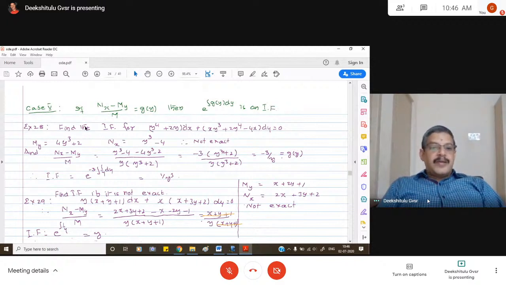So, solution. Example: find the integrating factor for (y^4 + 2y) dx + (xy^3 + 2y^4 - 4x) dy = 0. As usual, this is your M, this is your N. Then ∂M/∂y is 4y^3 + 2 and ∂N/∂x is y^3 - 4. Okay, so are they equal?